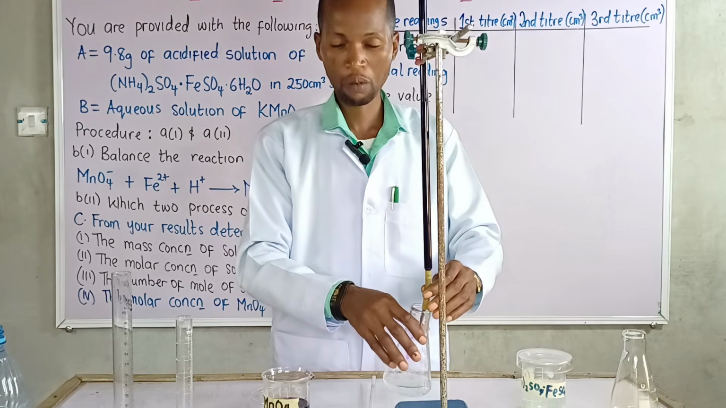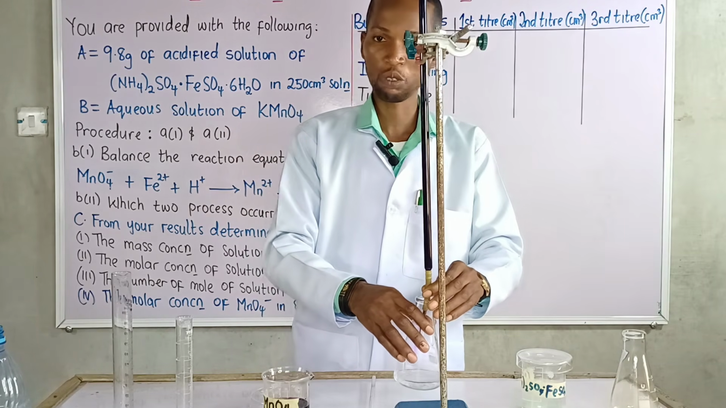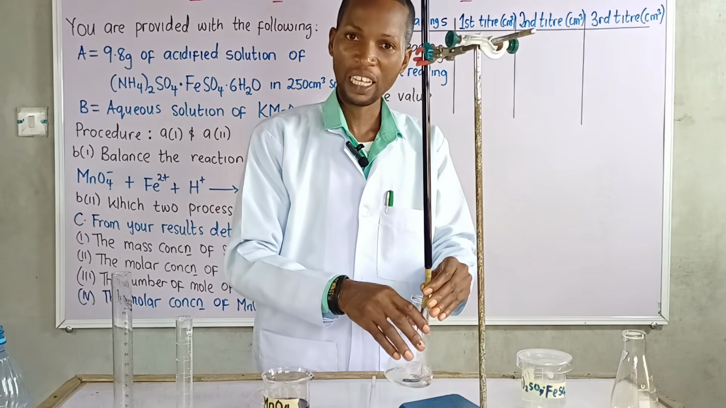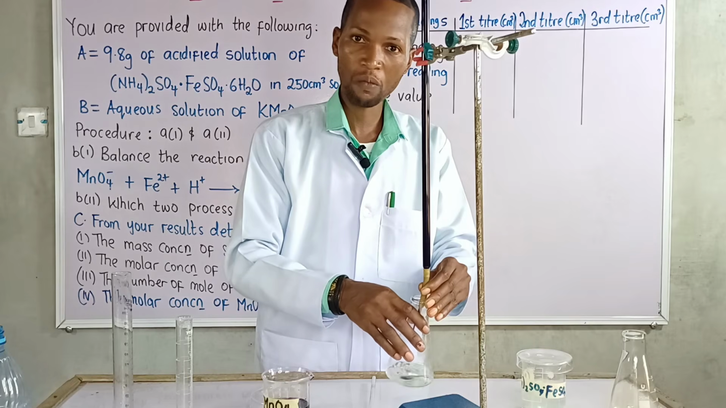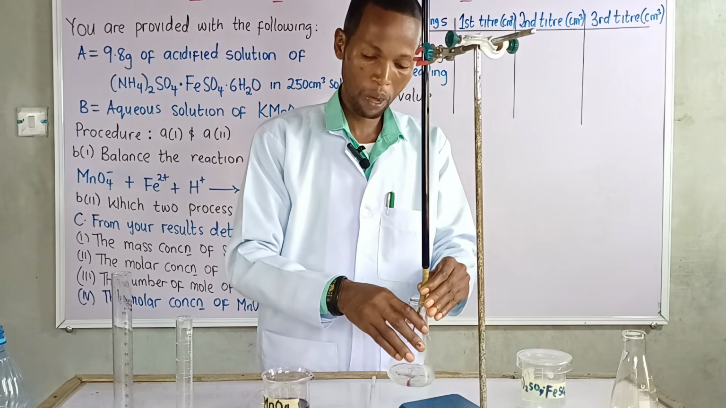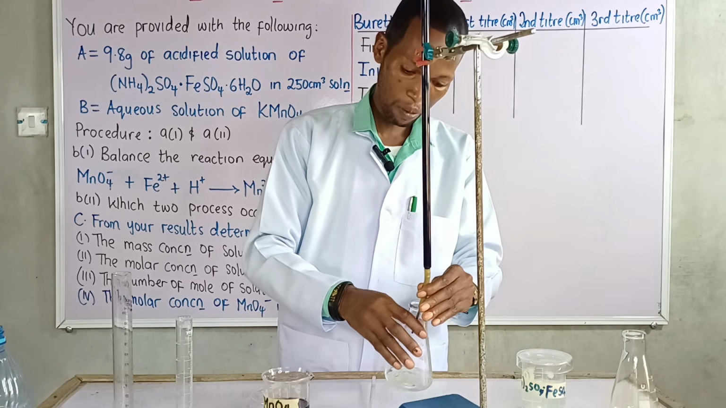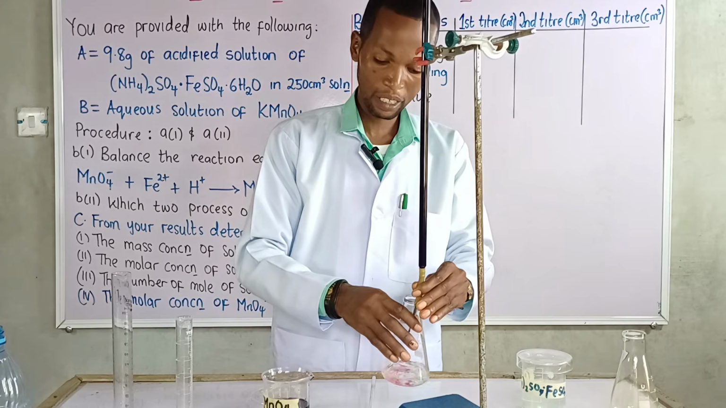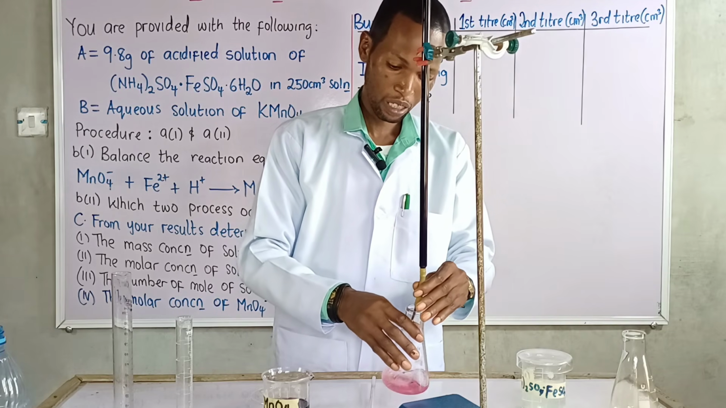So we release the potassium permanganate directly into the solution of the ammonium iron(II) sulfate. We observe the appearance and disappearance of pink color as potassium permanganate gets in contact with the ammonium iron(II) sulfate. So we continue to titrate until we see a permanent pink color change. Observe closely. We see appearance and disappearance. So we continue to swirl the conical flask as we release the potassium permanganate into the solution.